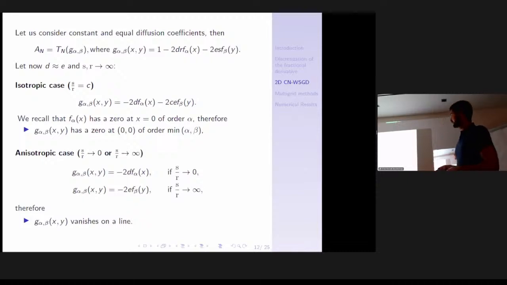In terms of symbol, suppose that R and S tend to infinity. In the case where the ratio is constant, we have a symbol that has a unique 0 at x equal to y equal to 0 of order less than 2. In the anisotropic case, the ratio tends to 0 or infinity, so one of the two variables vanishes. So we lose the uniqueness of the 0. We have a symbol that vanishes over an entire line.